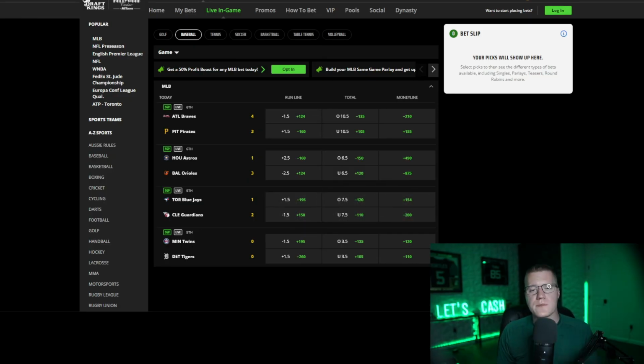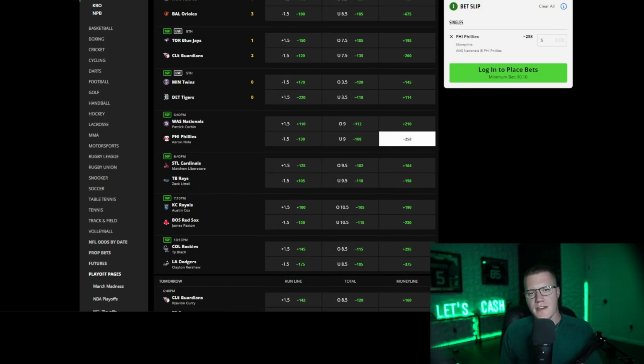So let's start from square one. When looking at an online sportsbook, you really want to understand what you're betting on. So let's start out by looking at a couple MLB examples here. Right in front of you, you see the matchup between the Washington Nationals and the Phillies.